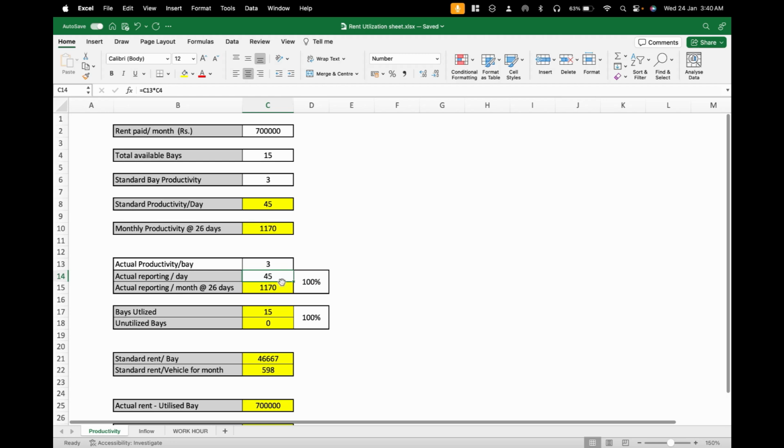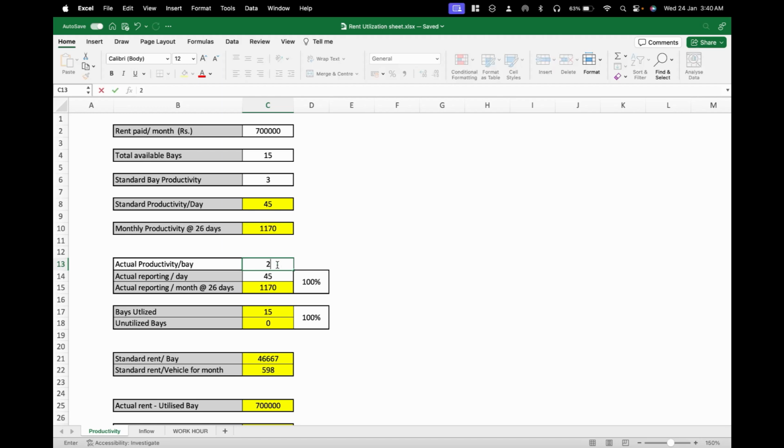Now let us change the productivity per bay. In case the productivity comes down, take it as 2.5 cars. So you are attending only 38 cars per day. Your monthly inflow has come down to 975 cars.